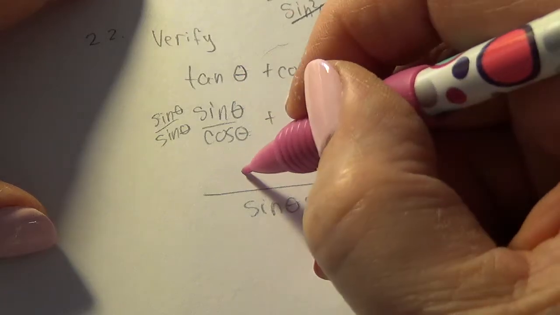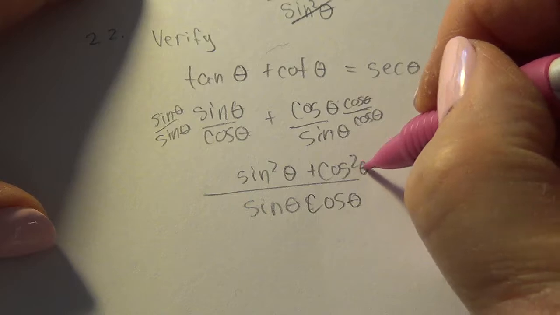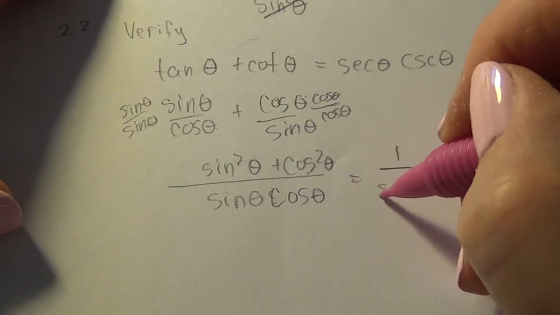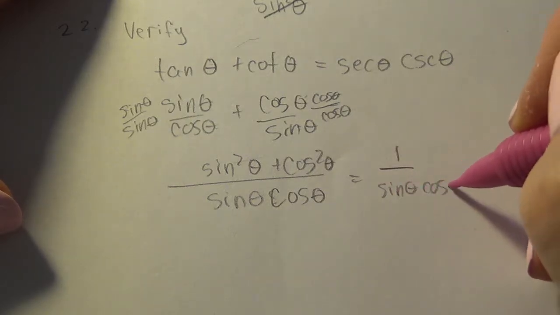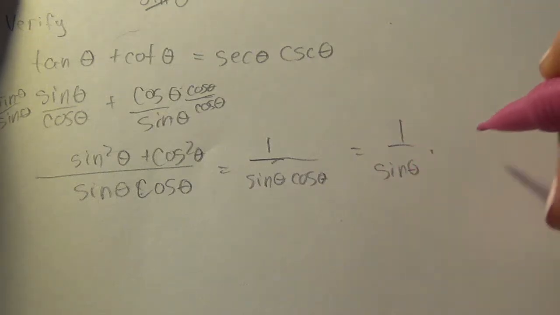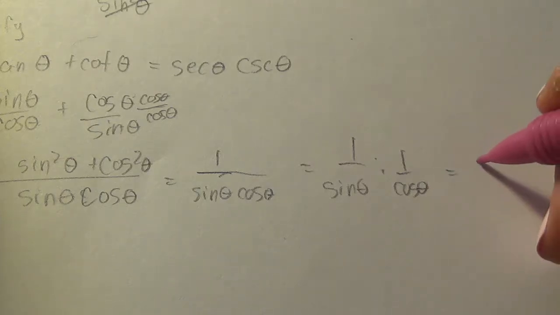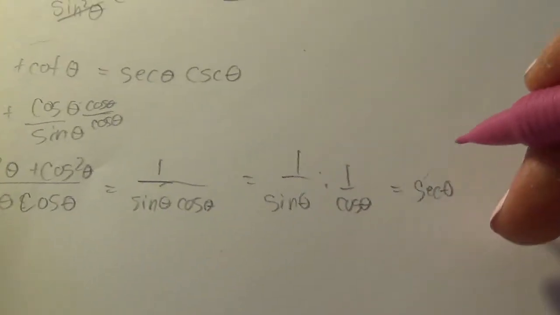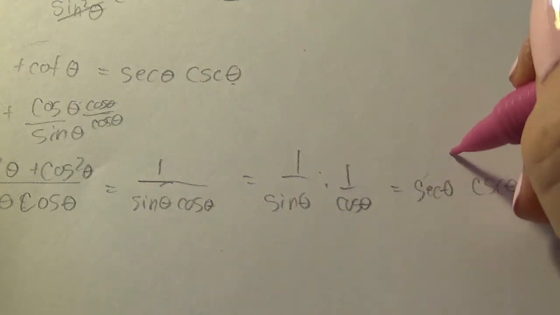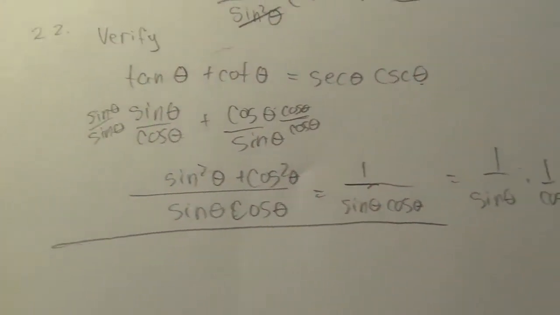And on the top now I have a sine squared and a cosine squared. Sine squared plus cosine squared is 1. And I can split this up because it's multiplied. I can do that. And I know this is secant and this is cosecant. So I got to what I wanted. I verified it. All right, that was 22.